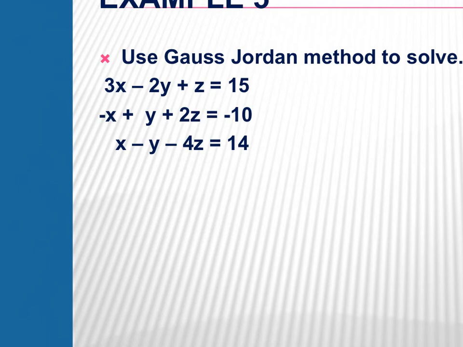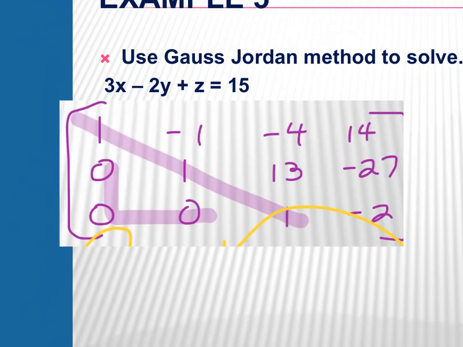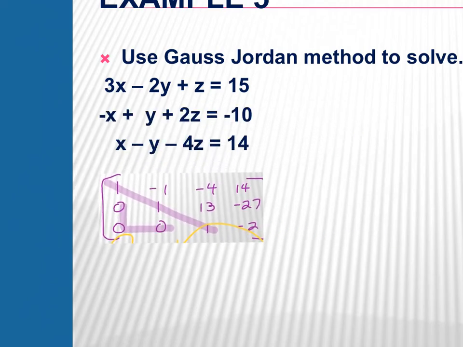Okay, and in example 3, we got it to here. Now the difference between Gauss-Jordan and Gaussian elimination with back substitution is we've got to work our way to get the zeros in those spots.